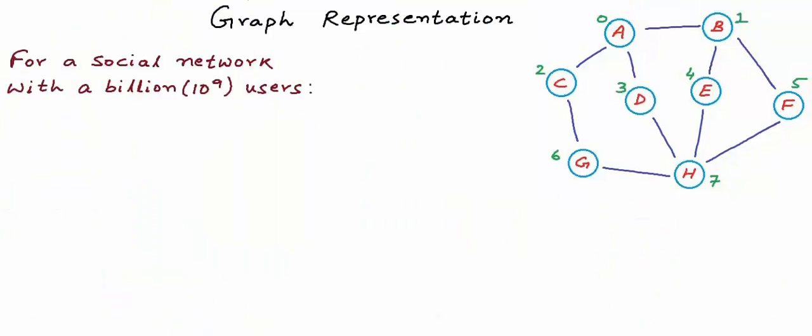Things would look better once again if we analyzed them in the context of a social network. I'll set some assumptions. Let's say we have 1 billion users in our social network, and the maximum number of friends that anybody has is 10,000.